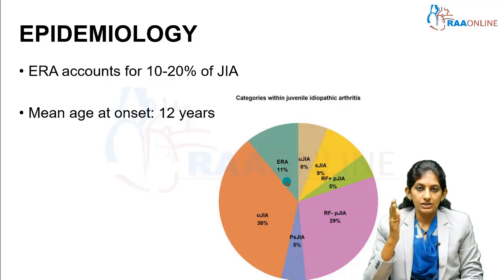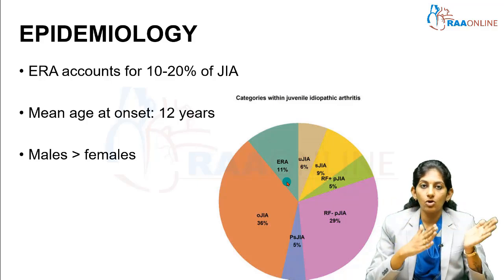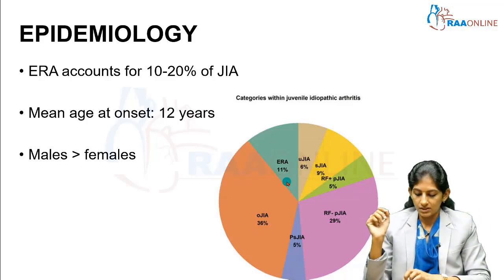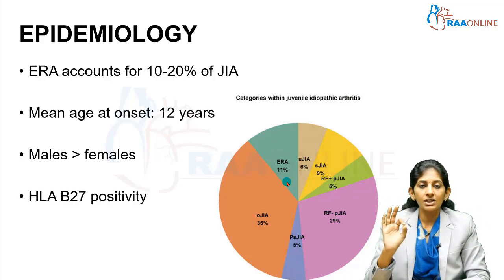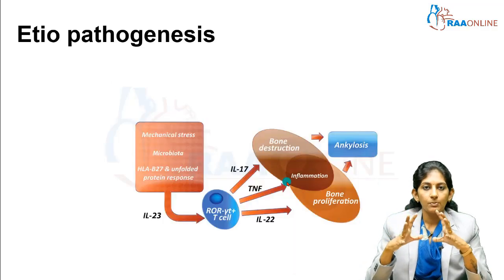Mean age at onset. So ERA is close to the adolescent age group. So between 10 to 12 years is the age at onset, and this is the only type of JIA where boys are affected more than girls, 7:1 ratio. HLA-B27 positivity is typical in this particular type of arthritis. Here if you have an ERA picture, do not check for ANA, check for HLA-B27.